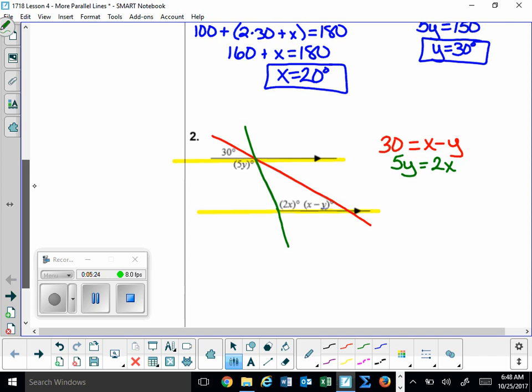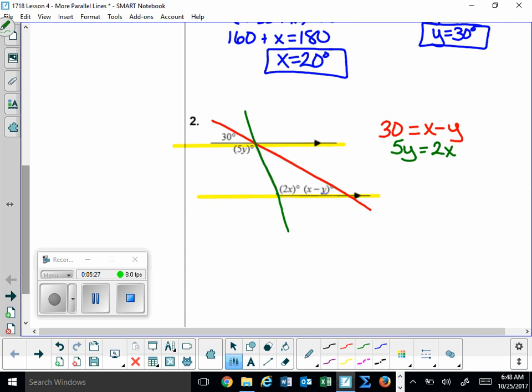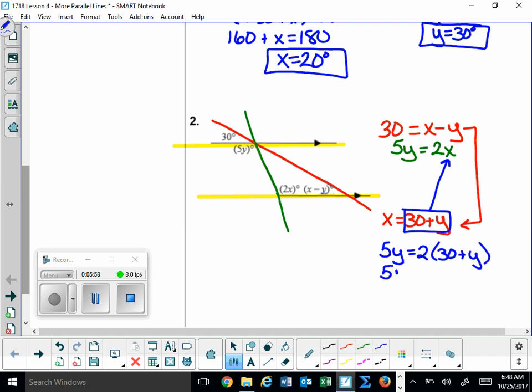Let's see, I think this time I might use substitution to solve, because I can easily take my red equation here and add y to both sides. I'm going to draw an arrow down here. And if I add y to both sides, I have x equals 30 plus y. Now I can take this value and substitute in here for x. 5y equals 2 times the quantity of 30 plus y. Now that this is all one variable, I can solve it.